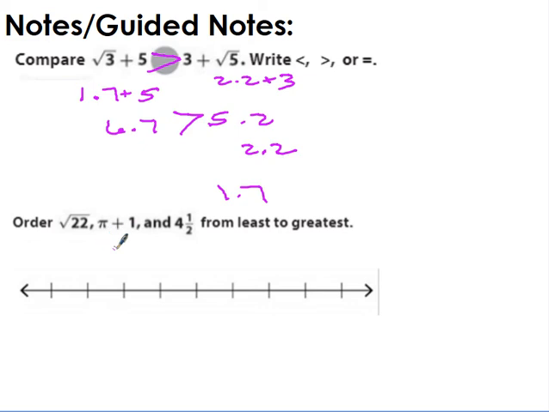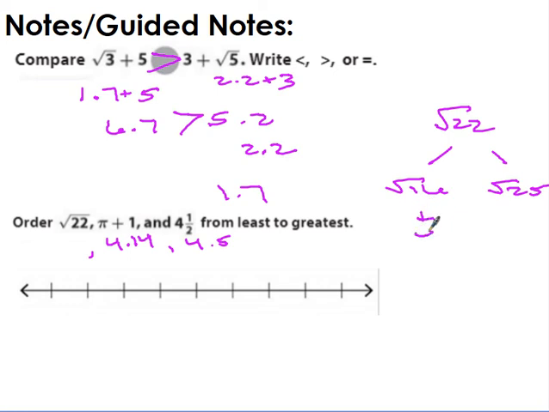Pi plus 1 right away: 3.14 plus 1. This is the same thing as 4.14. 4.5, well, we know that's 4.5. So I have two of my values. Now I have to figure out what the square root of 22 is. For the square root of 22, again, we go off to the side and do our approximations. We know it's between 16 and 25, which means it's going to be 4 point something.